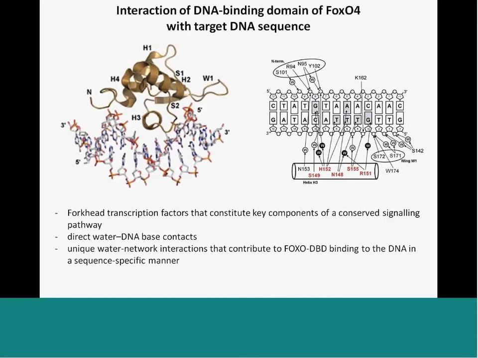So on the right part of the image on the slide, you can see the schematic representation of the binding of the protein to the DNA, and the circled W's are specific waters which are in contact between the nucleotides in the DNA and the side chains in the protein.